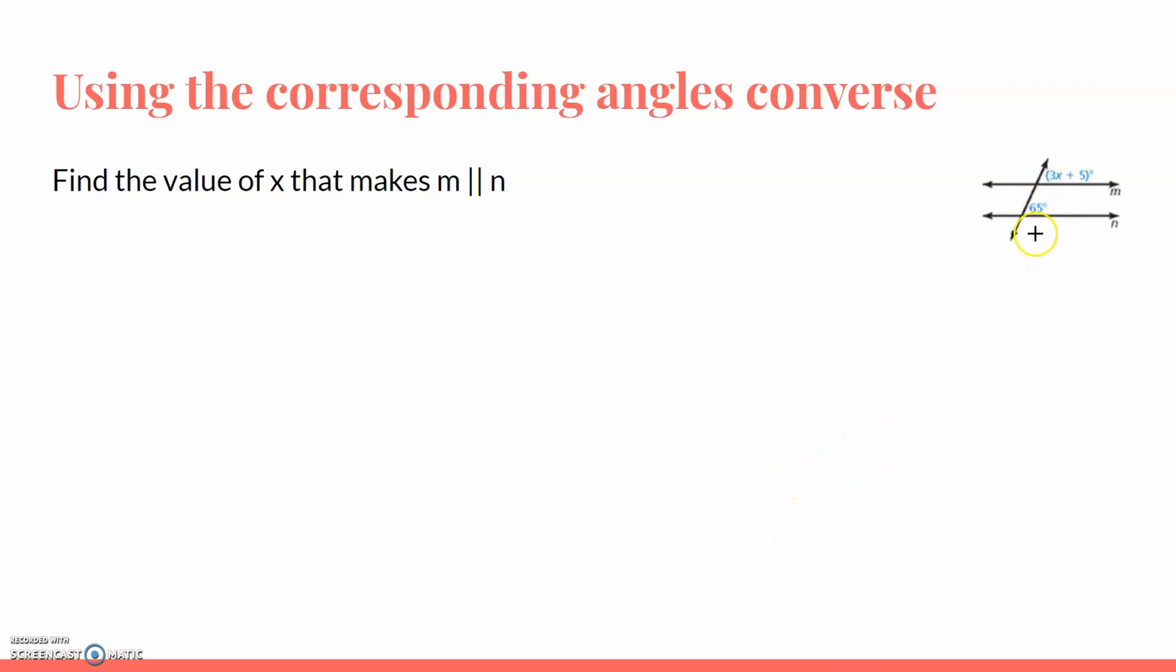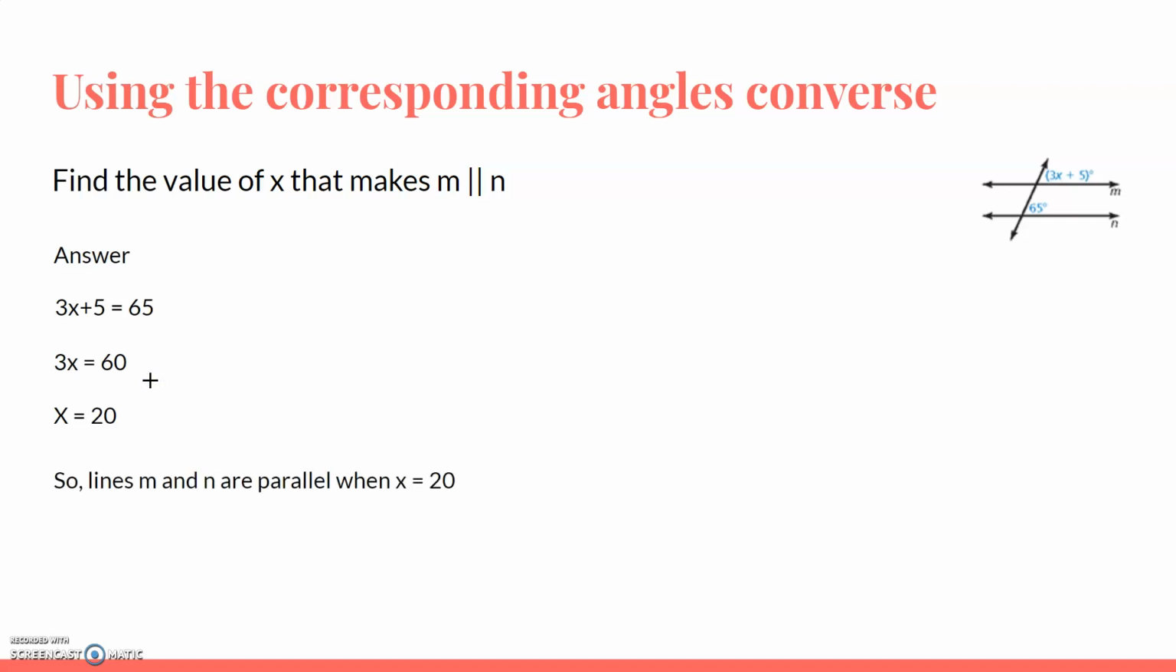Alright, so now that you're back, we know that these two corresponding angles must be congruent according to the corresponding angles theorem. So we can see that 3x plus 5 is equal to 65. Next, let's subtract 5 from both sides, which gives us 3x is equal to 60. And then divide both sides by 3, which gives us the final answer of x is equal to 20. So the lines m and n are parallel when x is equal to 20.